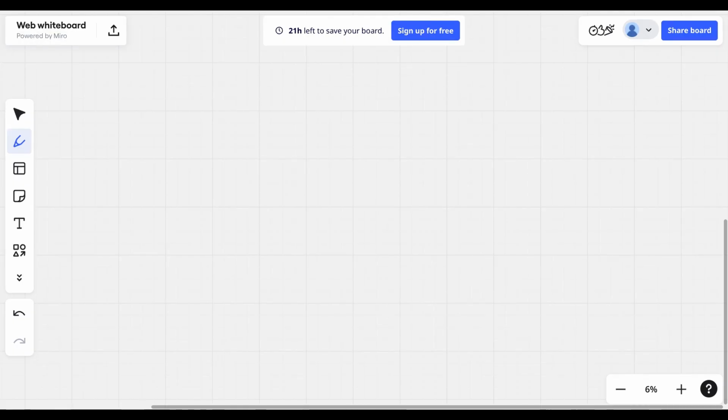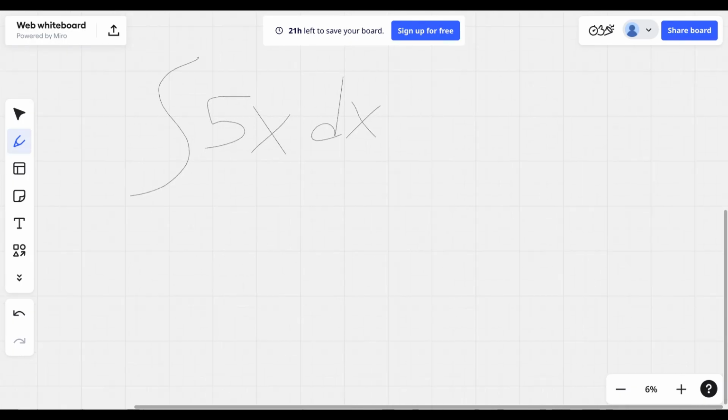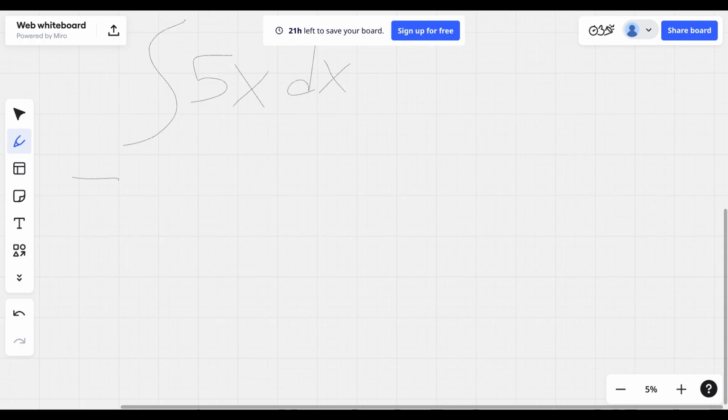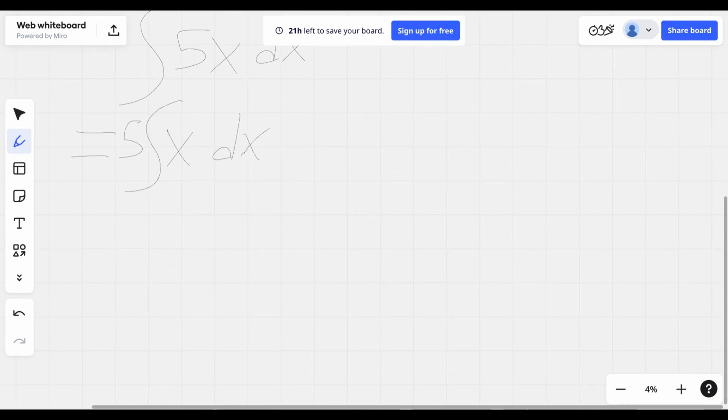And we're going to use the constant multiple rule. So for example, if you had the integral of 5x dx, then you could just pull the constant out. So it would become 5 times the integral of x dx. So then you would just take the integral of x. So it would be 5 times x squared over 2 plus c. And that would be your answer for that one.